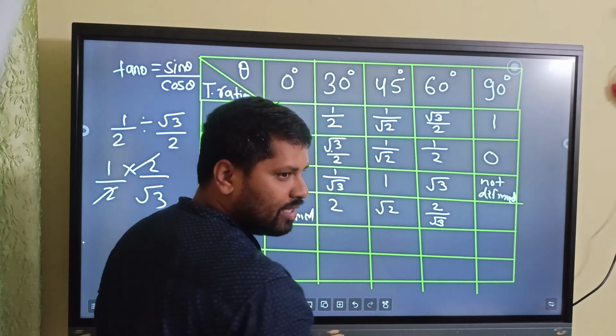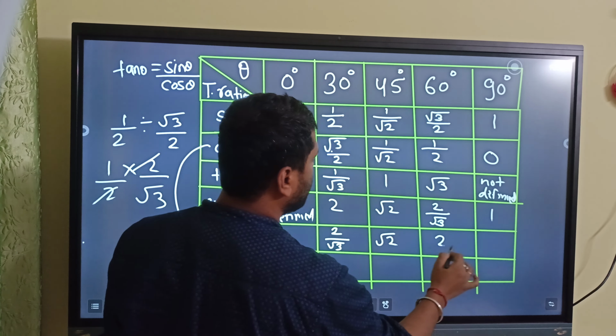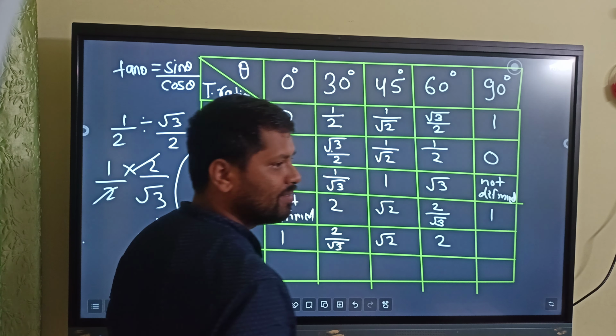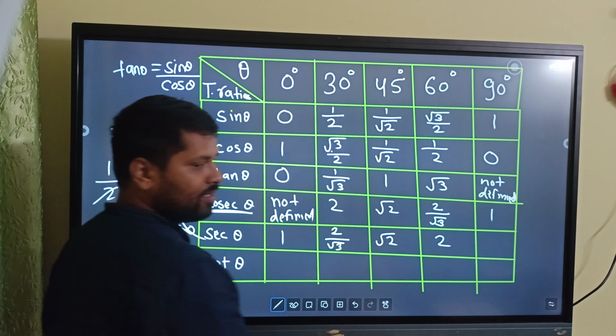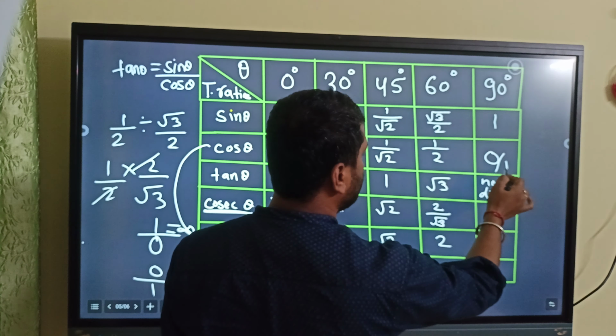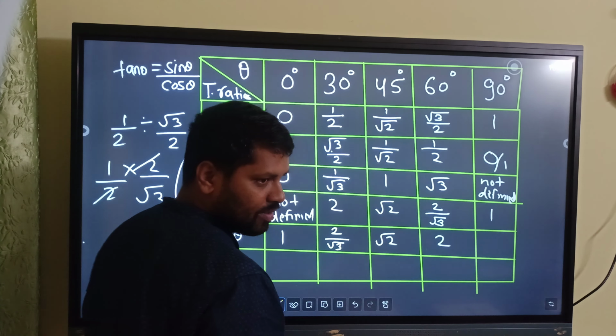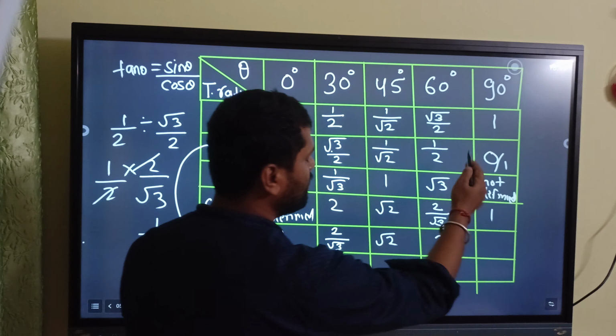Ulta of this. Tell me. 1. 1. Good. 2 by root 3. You can do ulta or you can do like that. Ulta. Okay. Then root 2, then 2, then 0. Not defined. You have to run. 0 by 1. 0 is nothing but 0 by 1. So ulta will be 1 by 0. So not defined.